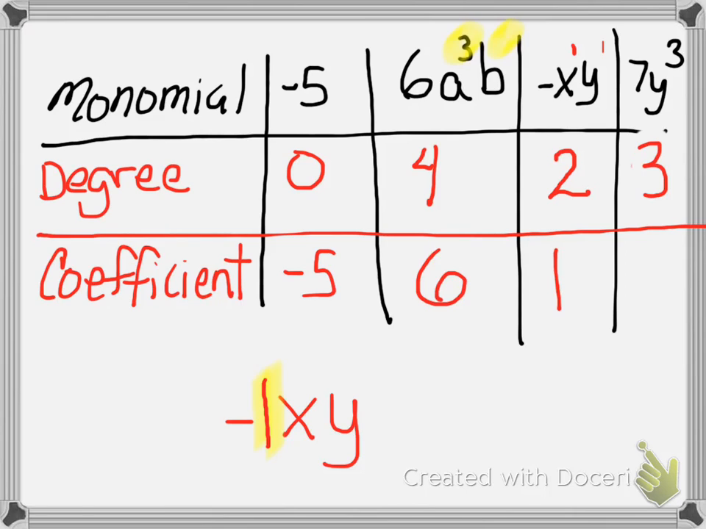So 7y cubed, 7 is the coefficient. These so far have all been monomials because they only have multiplication between them. And these are called terms.